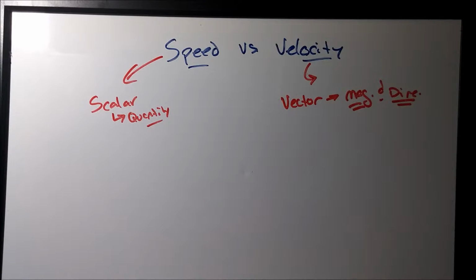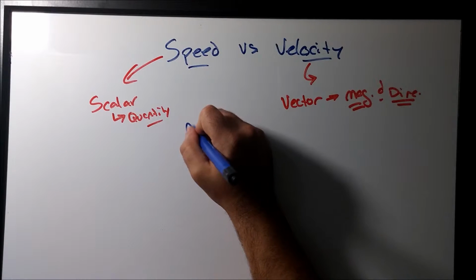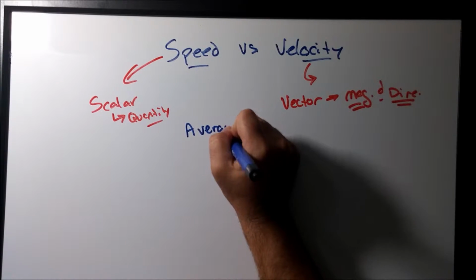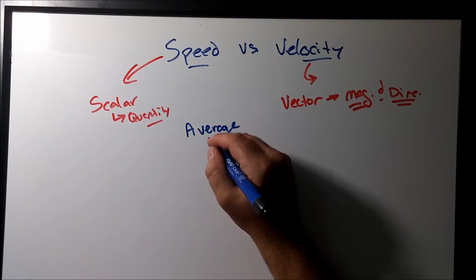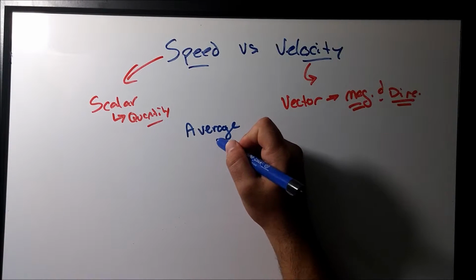Very, very important. Okay? Before I get too far ahead, there are a few terms that we are going to be talking about in here. Average speed or velocity, and instantaneous speed or velocity. Average basically is taking the entire trip into consideration.